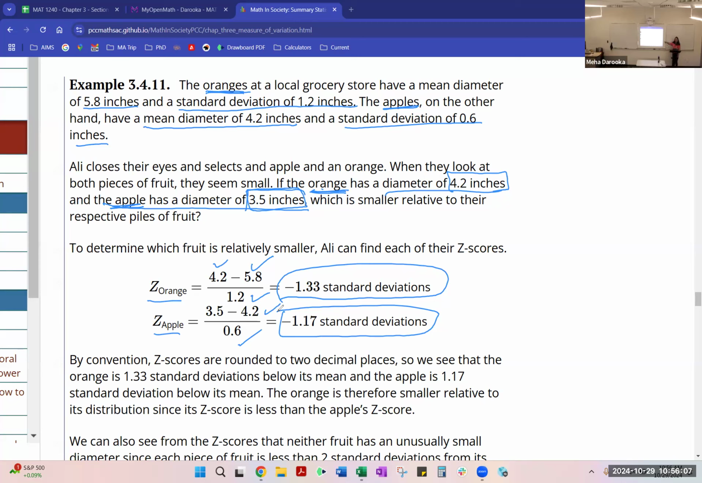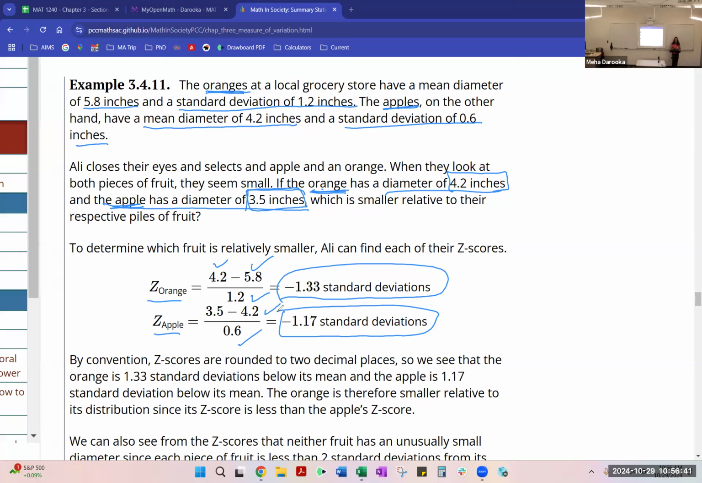that the orange is 1.33 standard deviations below its mean and the apple is 1.17 standard deviations below. So since the orange has a larger number, that one is smaller relative to the other fruits in the pile of oranges. So the orange is relatively much smaller than the apple, because the apple z-score was higher than the z-score for the oranges. Because again, you can only compare an orange to the pile of oranges, right? You can compare the apple to the pile of apples.